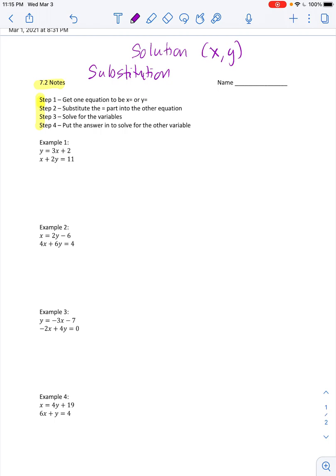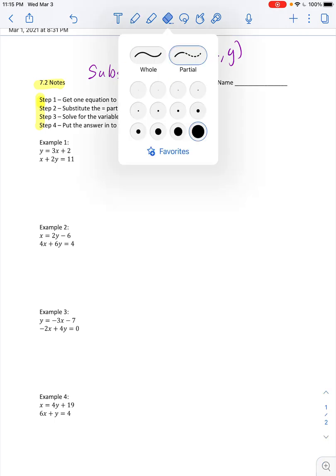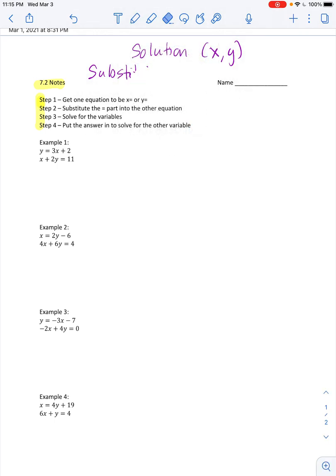So in math, we like to call things exactly what they are. And so when we were doing the graphing method, it was because we were graphing. Sorry, I'm having a bad handwriting spell. And substitution is because we're going to be substituting. So these are your steps.